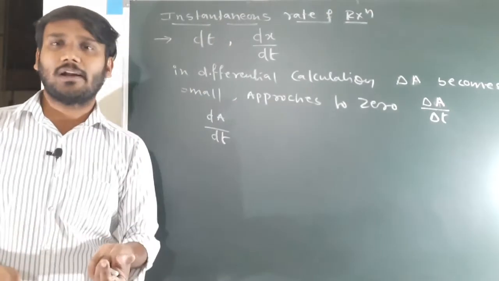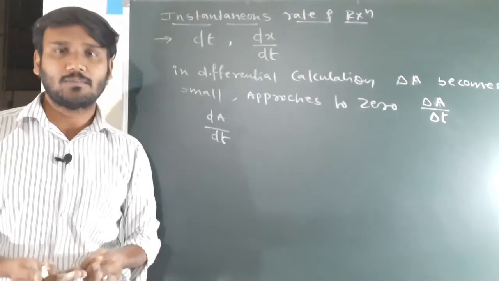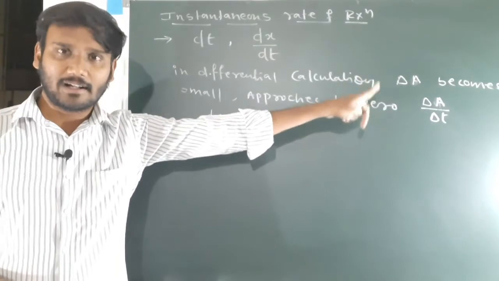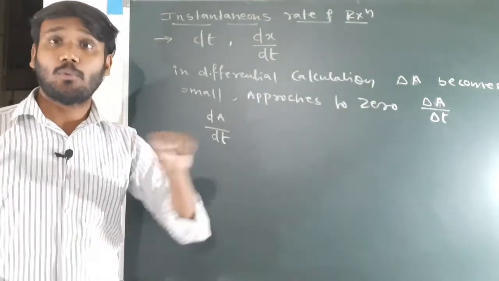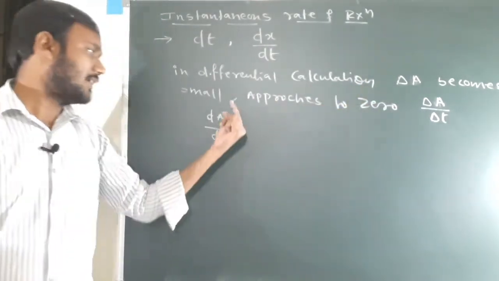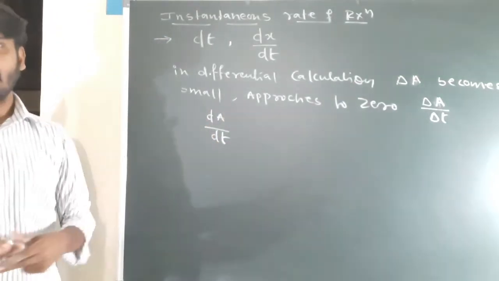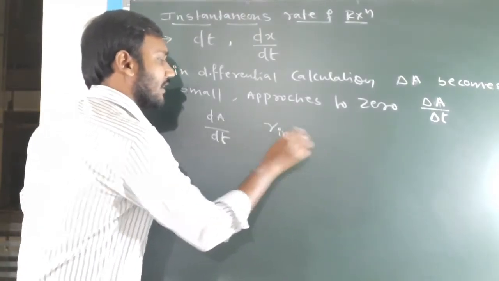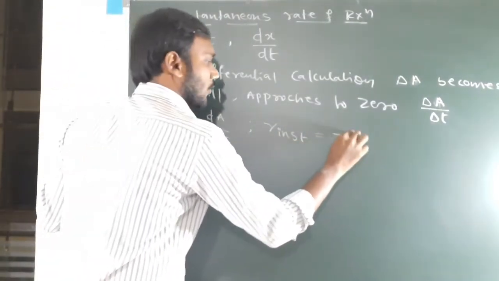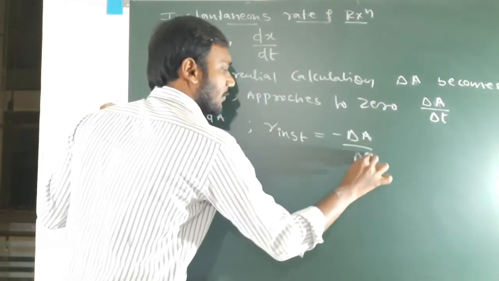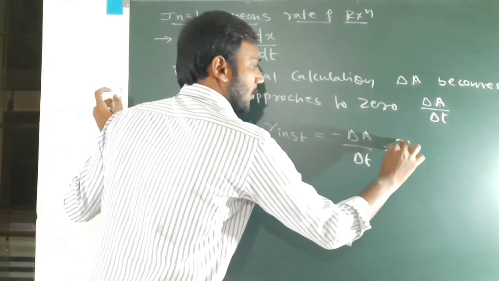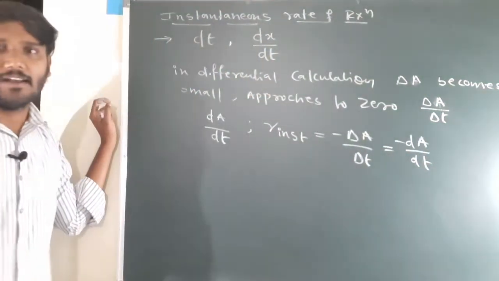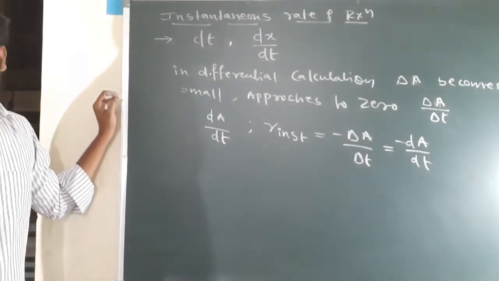Instant is nothing but a very small time, and in a very small time a very small concentration will change. So when the change in concentration, delta A, is very small or approaches 0, we can show it as dA by dt. So we can write the instantaneous rate of reaction, when taking the reactant, as equal to minus dA by dt. We can represent minus delta A by delta t as minus dA by dt.